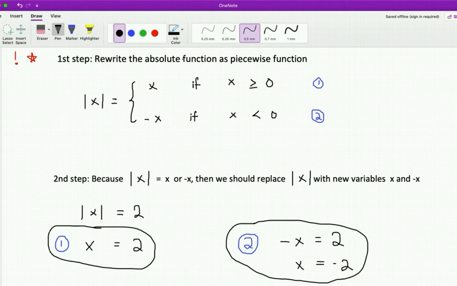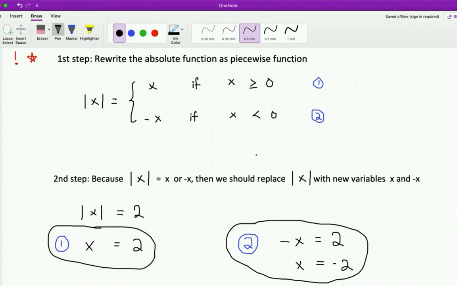In the first case, I know that the absolute function of x equals x. So I'm going to replace the absolute function of x with the variable x. So I know that x equals 2. This is my first solution.